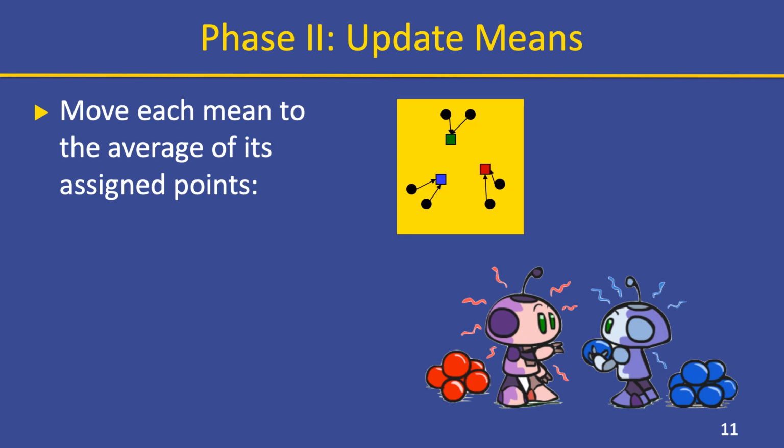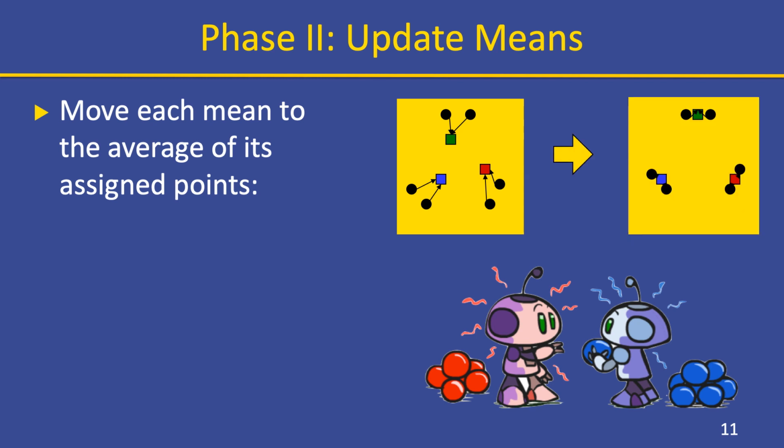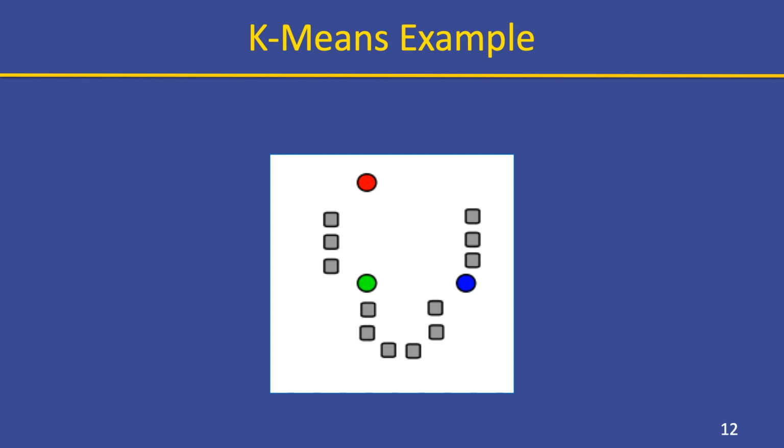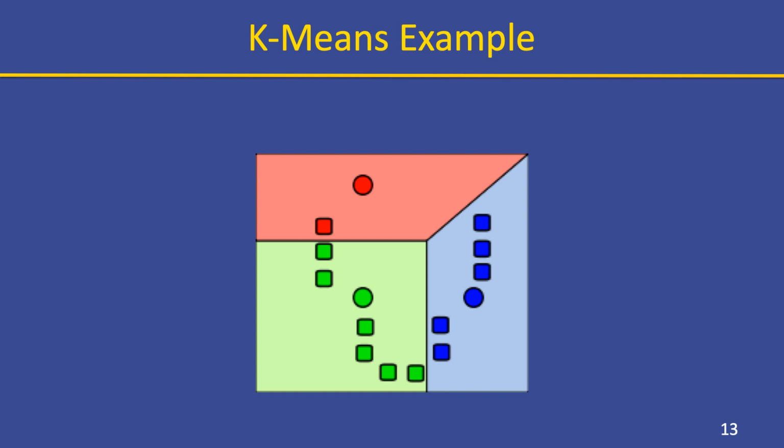So here each square moves to a position between the 2 points that are assigned to it. Let's take a look at an example. Here the gray squares represent our data points. The colored circles represent our cluster centers. Step 1, we assign. Each square is assigned the color of the closest circle. So we get this, right? Each square is assigned the color of its closest circle.